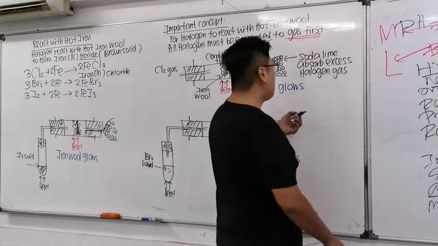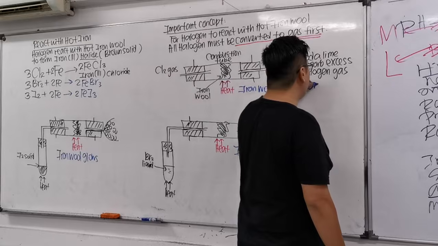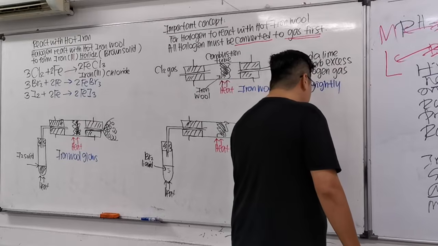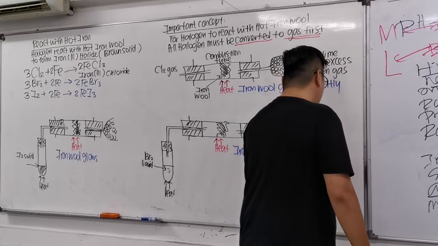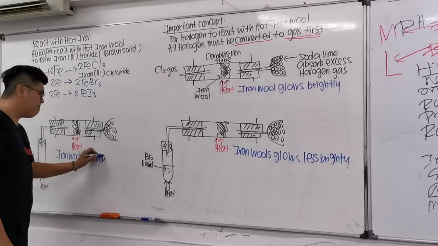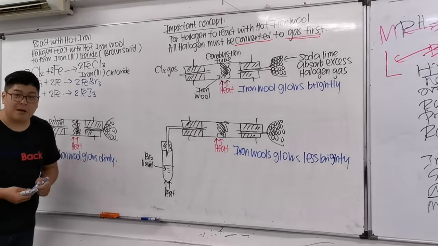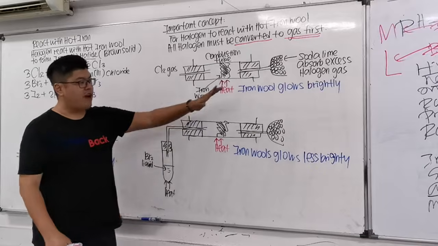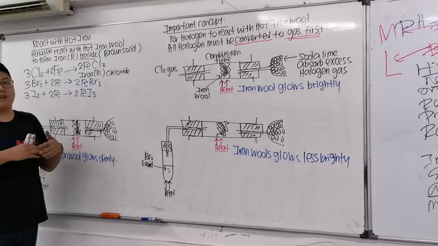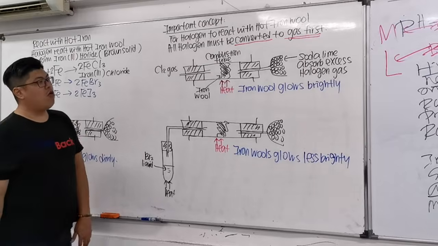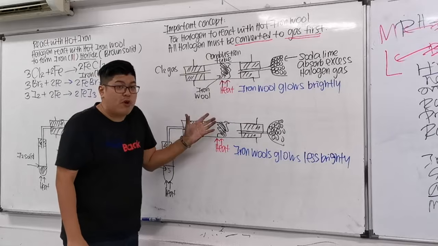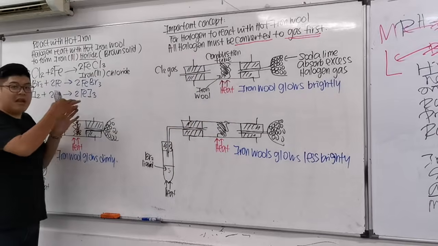Let's write glows brightly. So this one maybe less brightly. What can we write for less brightly here? Dimly, for example. Or you can go for very brightly, dimly, no problem, as long as you can show the difference. So the iron wool glows brightly because it reacts very reactively. This one less brightly, not so reactive. This one dimly, very less reactive.